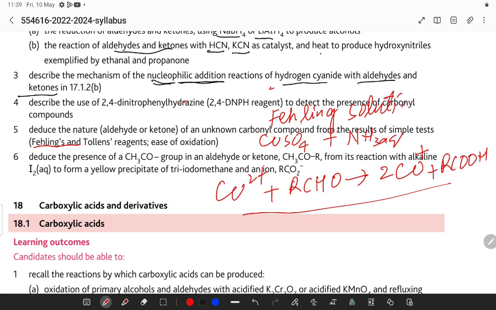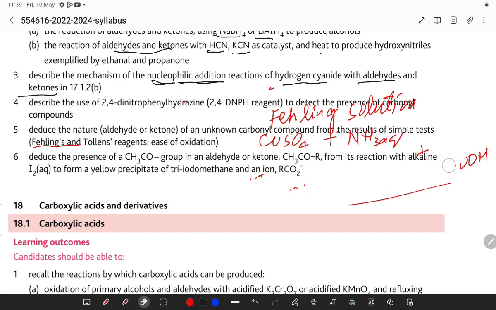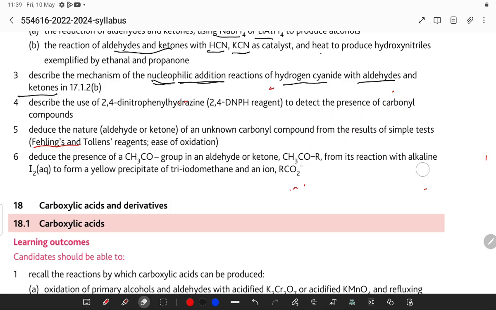Tollens' reagent and Fehling's solution confirm that an aldehyde is present. So again, try the triiodomethane test with the ethanol, in case of CH3 C double bond. This gives the triiodomethane test only this.